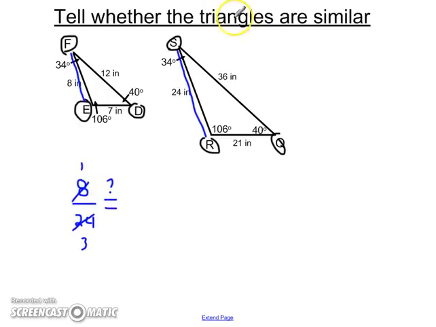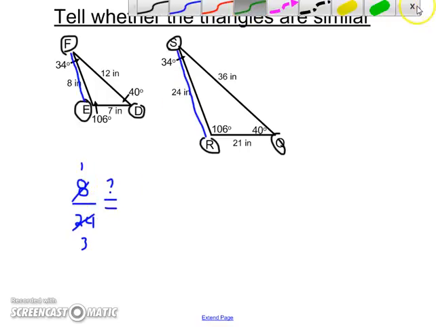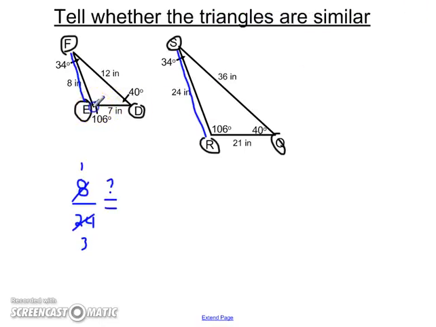Is that equal to, I'll go down here, ED is 7. You'll notice I'm going left triangle over right triangle. That order matters. Over 21. And actually in this case I can reduce this as well, 1 over 3. Now because these ratios are equal, so far so good.